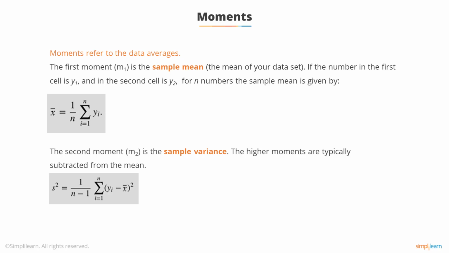Now the second moment is the sample variance, and the higher moments are typically subtracted from the mean. So we take 1 over n minus 1 because it's a sample. With samples, we take away 1 in an effort to control for the population, and we multiply that times the sum from i equals 1 to n of y sub i minus x bar, squared, which is equal to the sample variance.